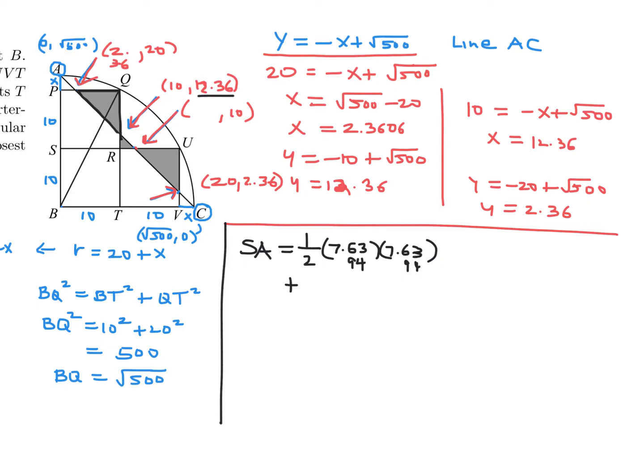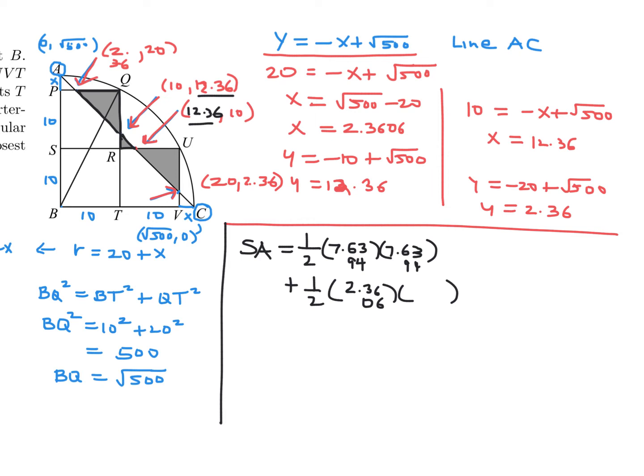Then we add to that the little guy, this one right here. So that's again 1/2 base times height. Let's figure out the base and the height. The base, let's see here, 20. I forgot to fill this guy in. What was this guy? 12.36, right? Okay, so that means that little base there would be 12.36 minus 10, since BT is 10. So that's going to be 2.3606 if you want to take it to 4 decimal places.